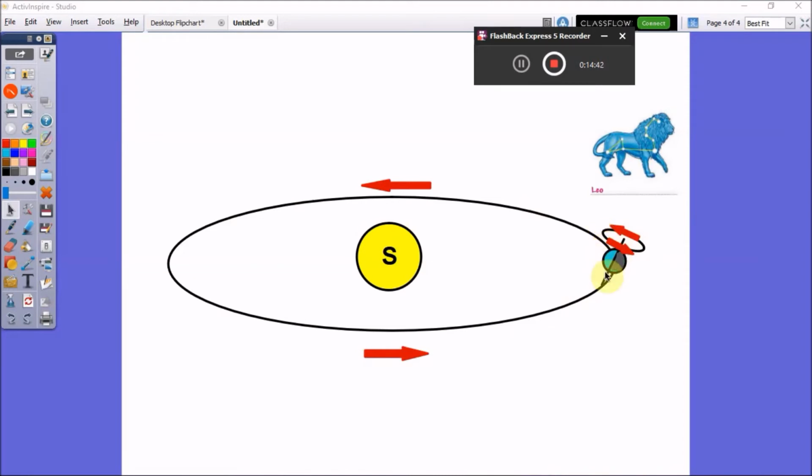I have this side lit up because it's facing the sun. This side of the earth is experiencing daytime. This side of the earth is experiencing nighttime. And it'll continue to spin like this as it goes around the sun. As it goes around the sun, different areas of the Earth are going to experience the different seasons. I'm not going to get into that right now, though.